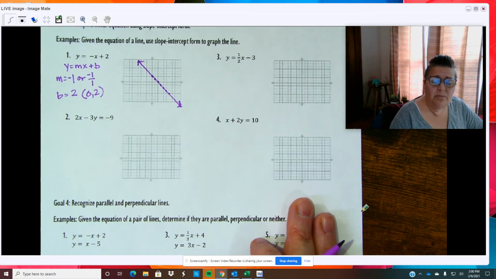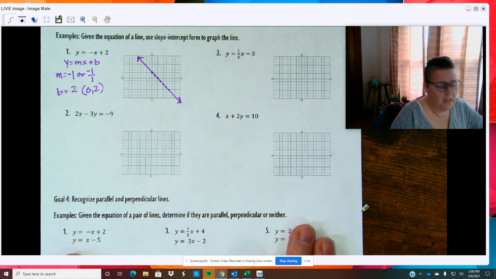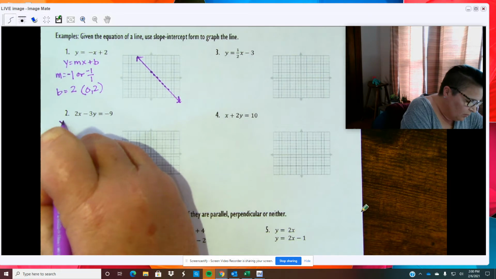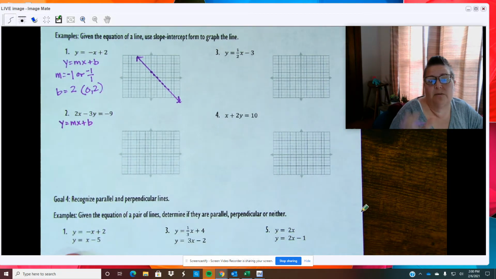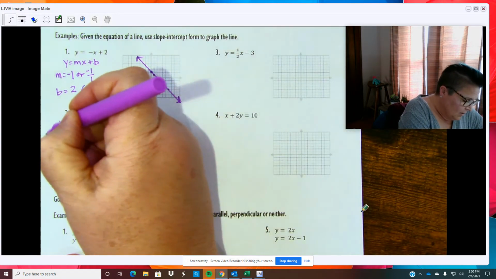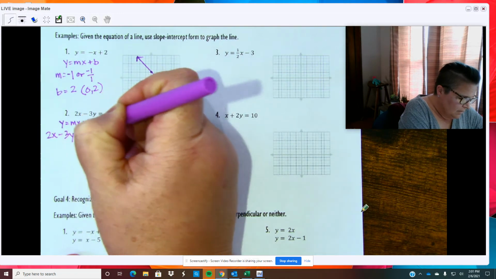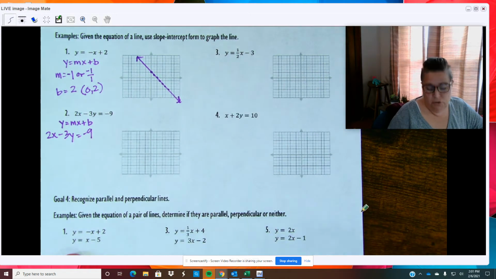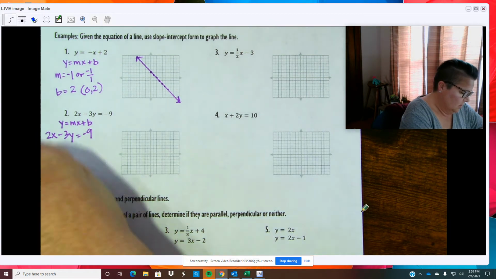So problem number 2 is 2x minus 3y equals negative 9. It needs to be in the form y equals mx plus b. Then I can tell you what the m and the b are. In this format, I cannot. So I need to take 2x minus 3y equals negative 9, and I need to isolate the y. I've got to solve this for y. All right.